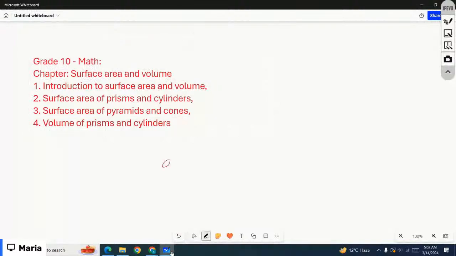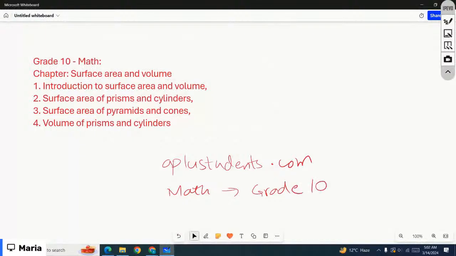You can find all the lessons on aplusstudents.com. You have to log in there using your email address and password as provided by the administrator. Then you have to select math with subject tab, scroll down to grade 10 and then click on view all lessons. So there you can find a list of the chapters.